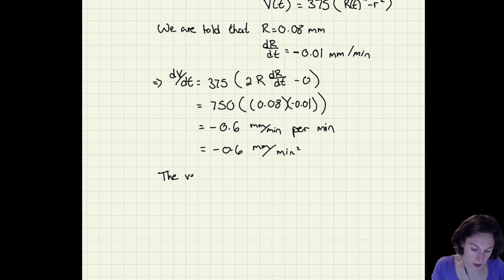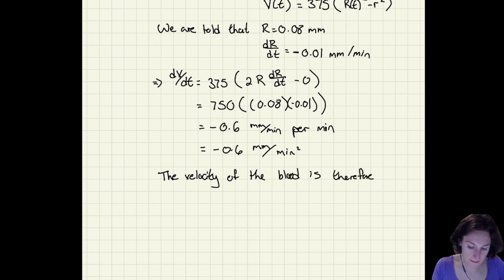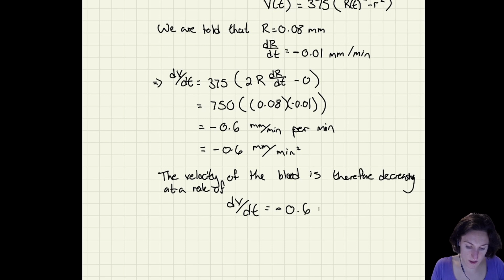So the velocity of the blood is therefore decreasing at a rate of dV/dt equal to negative 0.6 millimeters per minute per minute.